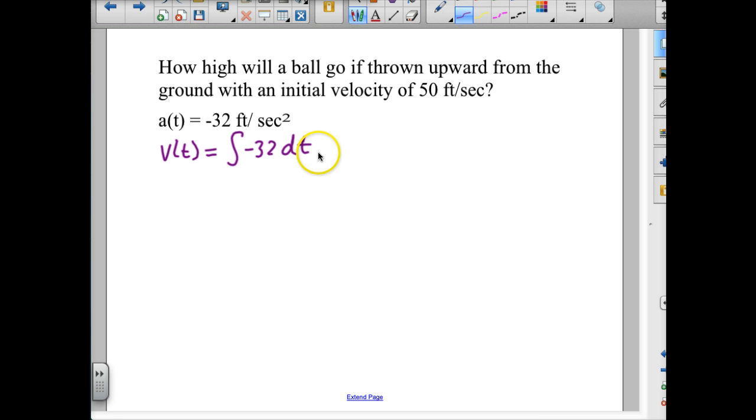This is a particular example of the previous formula that we came up with. Doing the antiderivative of negative 32 with respect to t is negative 32t plus c. That's our velocity, but we know this is thrown upward with an initial velocity of 50 feet per second.